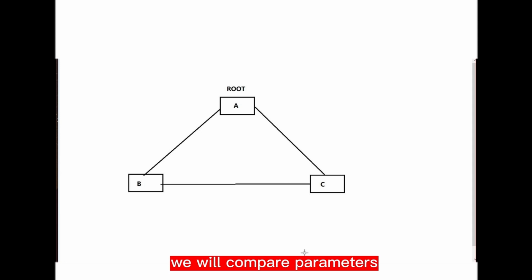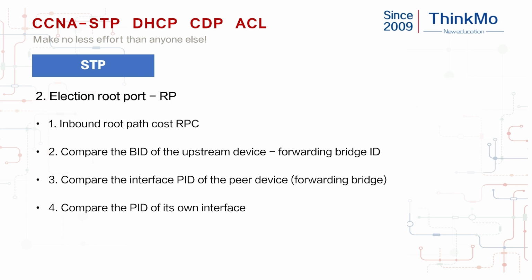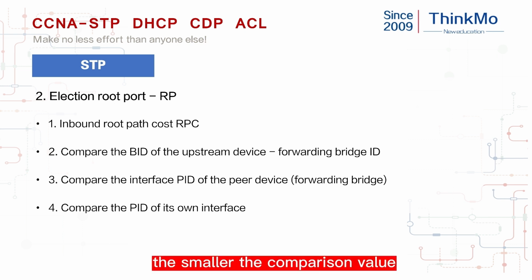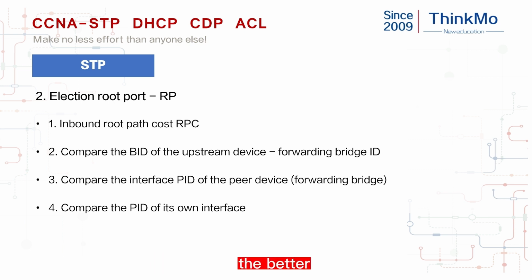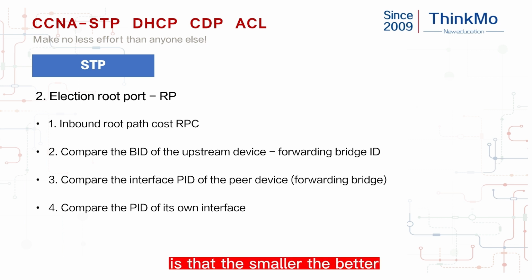We will compare parameters. First let's compare the first parameter. It is called the root path cost in the inbound direction. This value is what we call RPC, the root path cost. We're going to compare. The smaller the value, the better. When we compare, no matter what role is elected, for all parameters smaller values are better. The comparison of almost all parameters in layer 2 is that the smaller the better. In almost all of layer 3, the bigger the better.